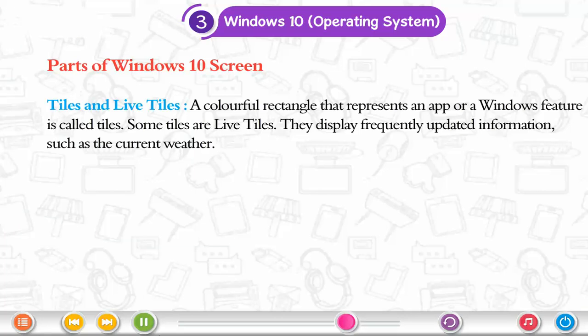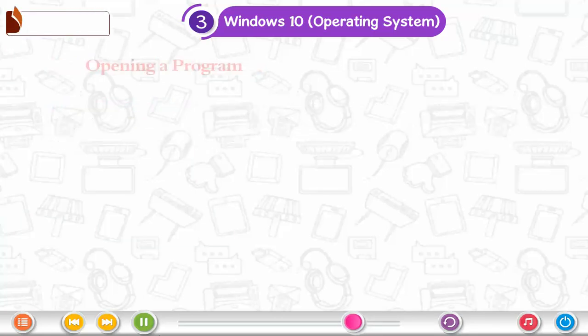Tiles and live tiles. A colorful rectangle that represents an app or a Windows feature is called tiles. Some tiles are live tiles. They display frequently updated information such as the current weather.